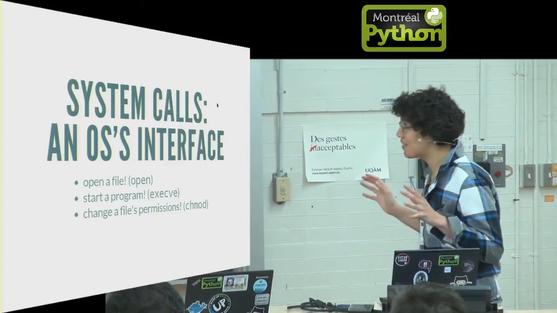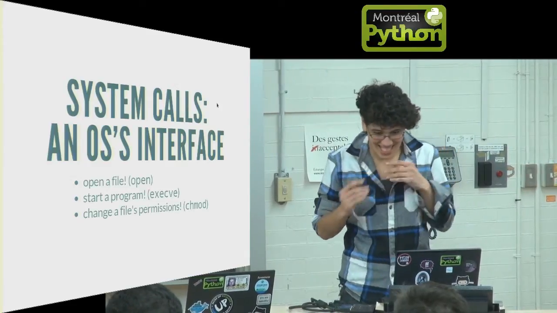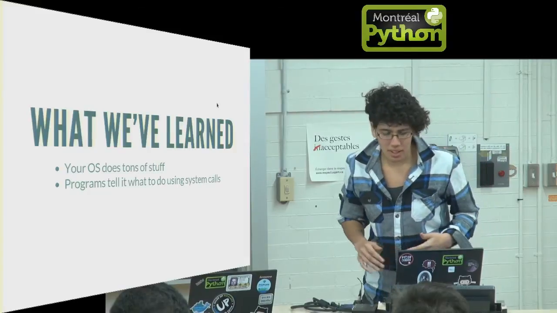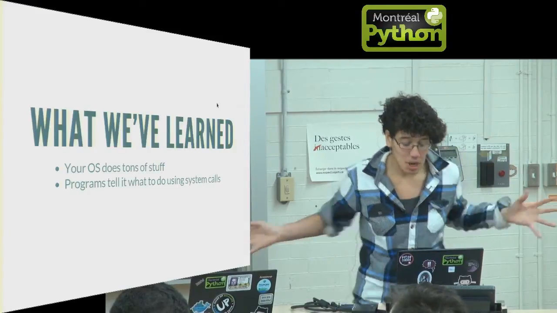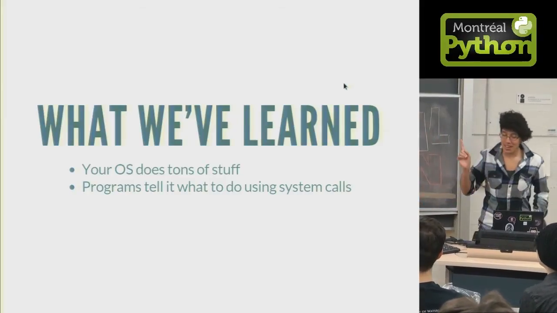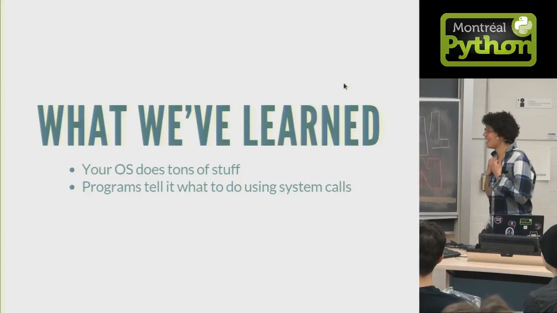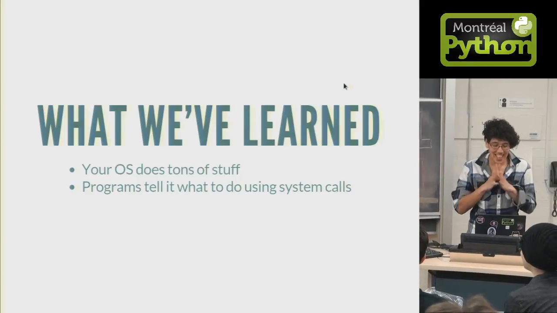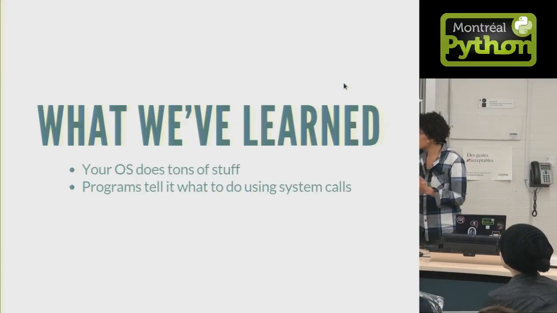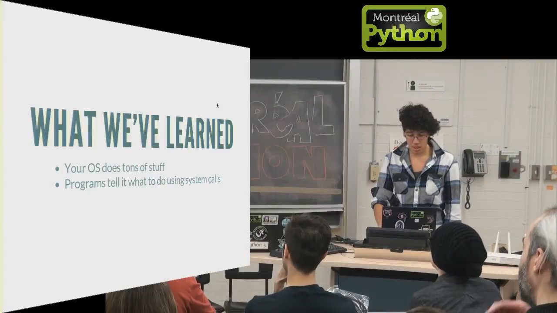This is going to be one of the keys to spying on our programs: system calls, because we're going to use strace, if you know what that is. And if you don't, that's the whole point, I'm going to tell you about it. So we've learned everything we need to know about operating systems for this talk. One is that your operating system does tons of stuff for you, and you should love it, and it's overall on your side. And that programs tell it what to do using system calls. So we are now operating systems experts.